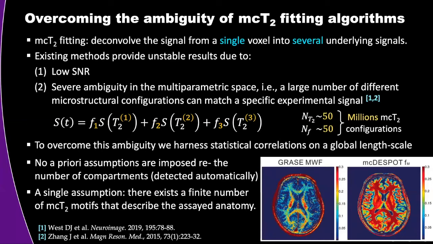I think that every year you see one abstract in the ICMRM showing comparison of myelin water fraction techniques and showing how each one produces different values. And to overcome this ambiguity, we harnessed the statistical correlation on a global length scale. There was no a priori assumption of the number of components, but there is this important assumption that the number of MCT2 motifs is finite. We use between 20 and 50, and we found that to be quite sufficient for tissues that we looked at in the brain so far.